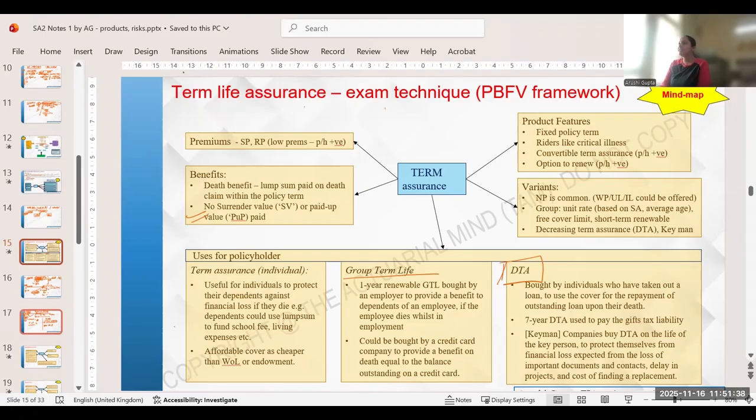But important is that even when we think about the uses of a product, so if I say what is the use of term life to the policyholder, what is it that you can think of, without reading the slide, of course? Protection, so to pay out dependents in case of death, early death. Yes, so that is one example.